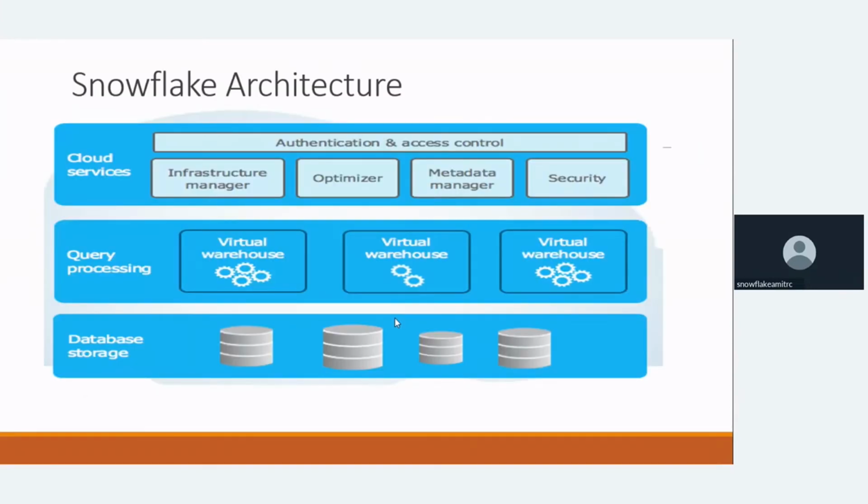Now this is the Snowflake architecture. There are basically three layers here. One is the cloud service layer, the second one is the data processing or query processing layer, and the third one is database storage. So the cloud service layer is nothing but, like, it's a memory, like not memory.